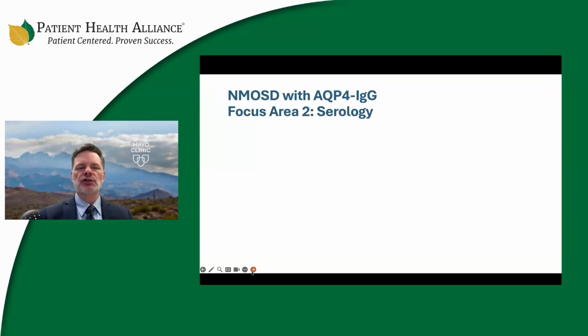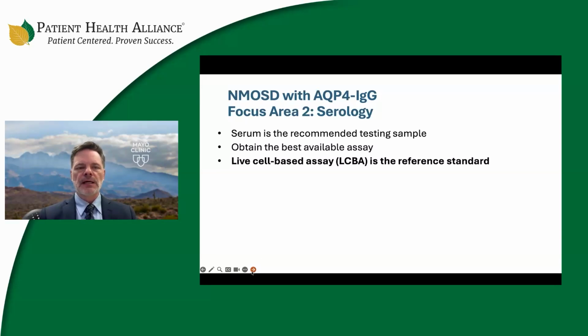A few comments on serology. First of all, the committee endorsed that serum is the recommended testing sample. Although CSF can be used to test for aquaporin 4 antibodies, typically it is positive only when serum titers are very high. So it is really serum that one wants to test.